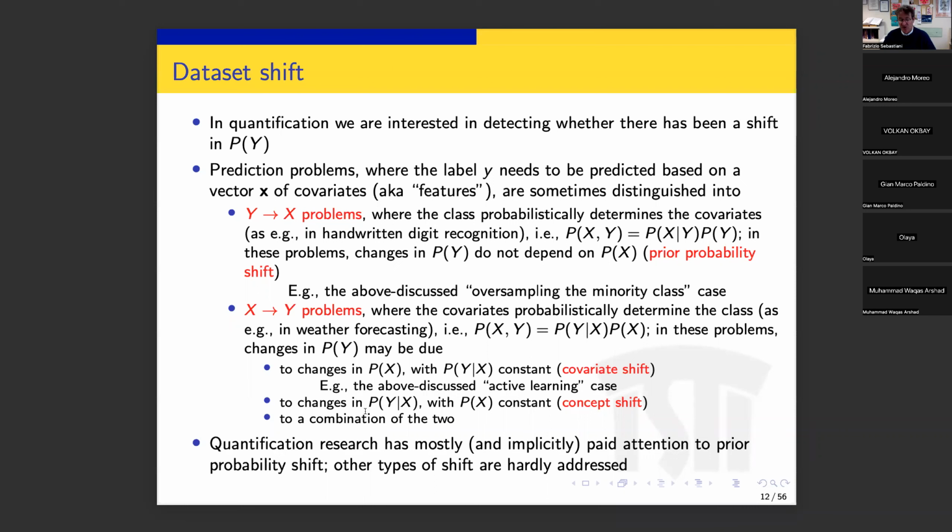It's not something that we are going to address today. So today, and in this course, we are going to address prior probability shift and covariate shift. And typically, we will mostly address prior probability shift because quantification has mostly paid attention to prior probability shift. So it's still true that research on the relationship between quantification and, say, covariate shift is still a bit lacking, for reasons that we will discuss in the rest of the course.